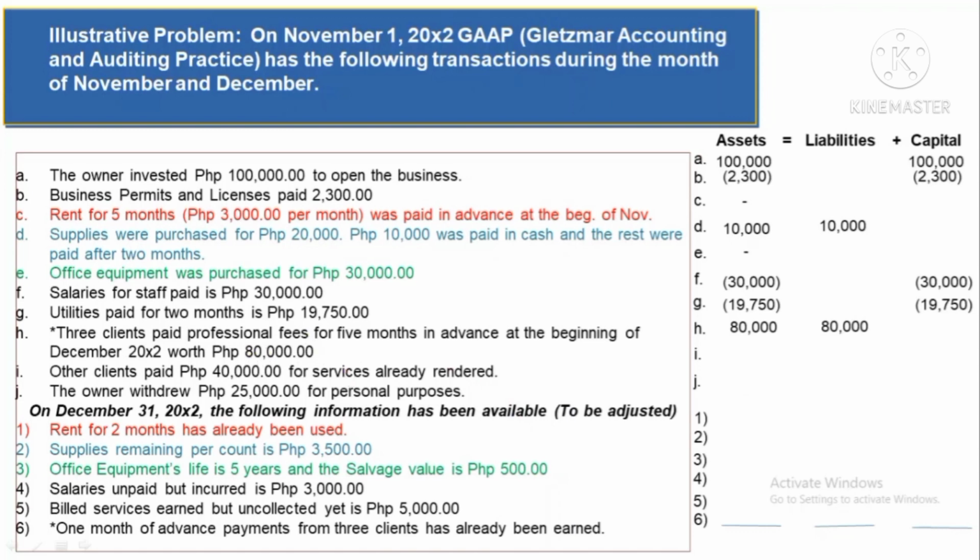On letter I, other clients paid 40,000 for services already rendered.